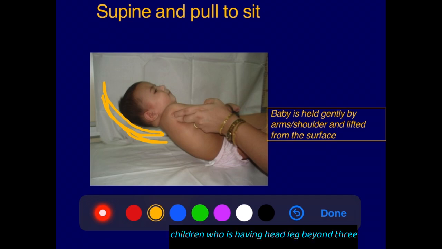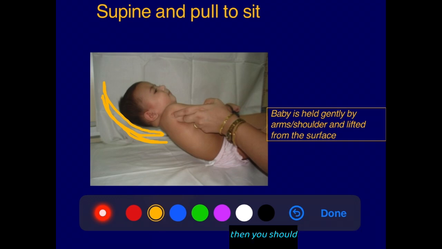Children who have head lag beyond 3 months have some sort of neurological disorder. So if you are seeing these kinds of symptoms in your child, then you should immediately visit a nearby pediatrician, a good pediatrician, and they can look into whether it is too late or whether the child might achieve it in 1 or 2 weeks. But in most cases they will be achieving it by 3 months.